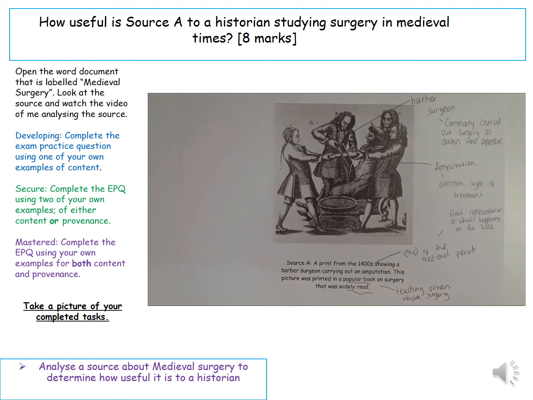As the source was made during this time, obviously it's going to tell us about what is happening at that time period it was produced in. Also, the book is teaching others about surgery. Who would it have been most useful to? It's going to be most useful to barber surgeons because they don't have the training that other doctors do.